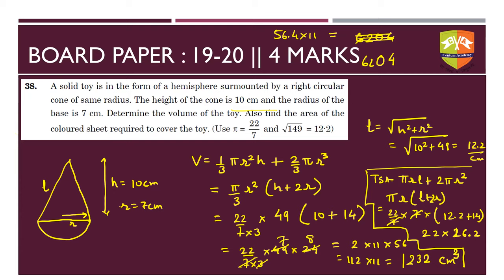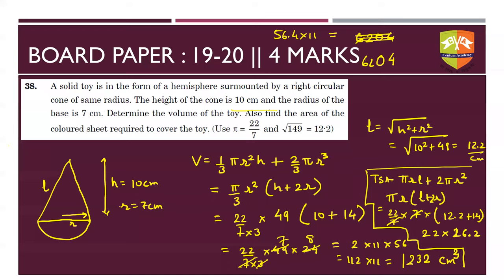You are getting different, right? Some error did I do? 26.2, 12.2. Everyone is getting 576. Where did I do some mistake?